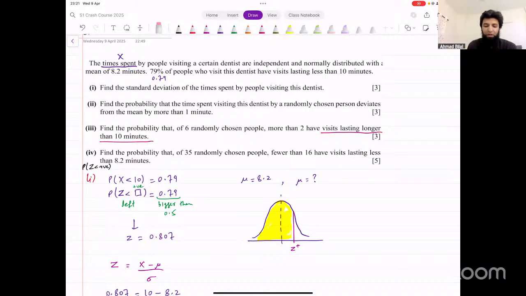What's the probability for that? Visit lasting less than 10 minutes is 0.79. What would be visit lasting longer than 10 minutes? It would be 1 minus 0.79. That's 0.21. That will be the probability of the visit lasting more than 10 minutes.